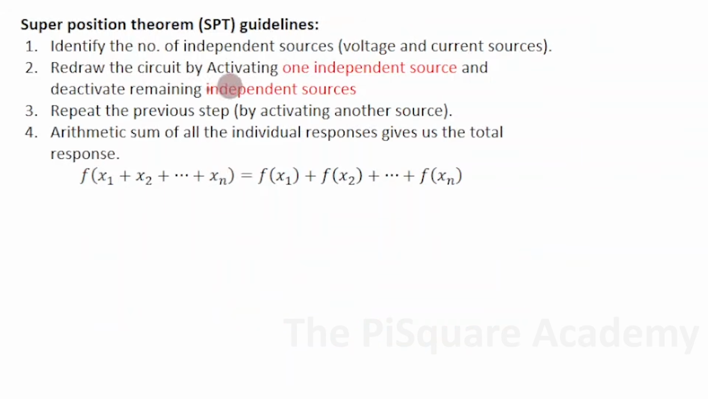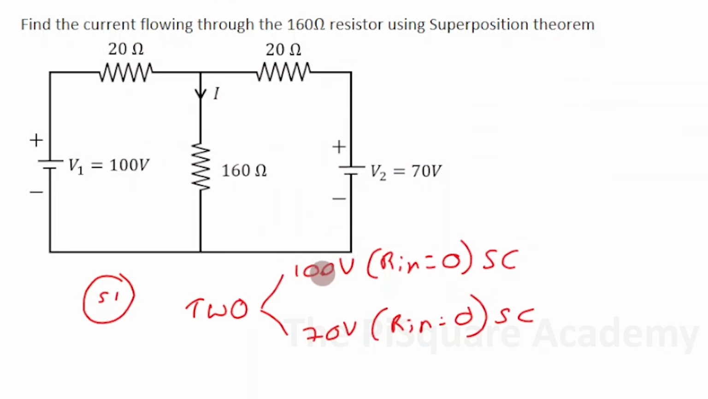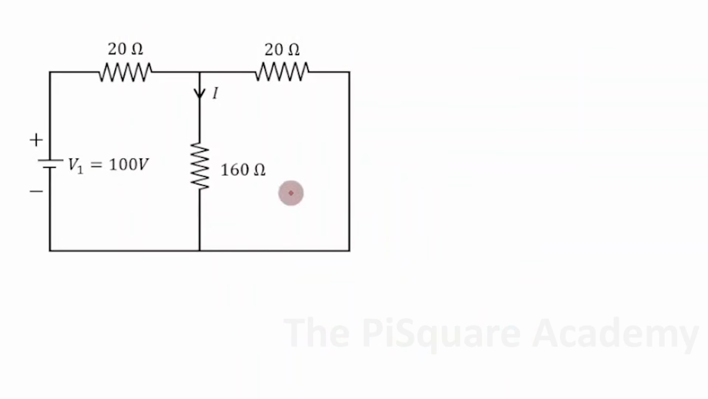Now step 2, redraw the circuit by activating one independent source and deactivating the remaining. First let me take this as number 1, number 2. So activate this, deactivate this. Deactivating means short circuit. Just follow step 1 what you have written. So redraw it. I have redrawn it. Now let me call this one I prime. Now find out I prime, that is your task, for this circuit.